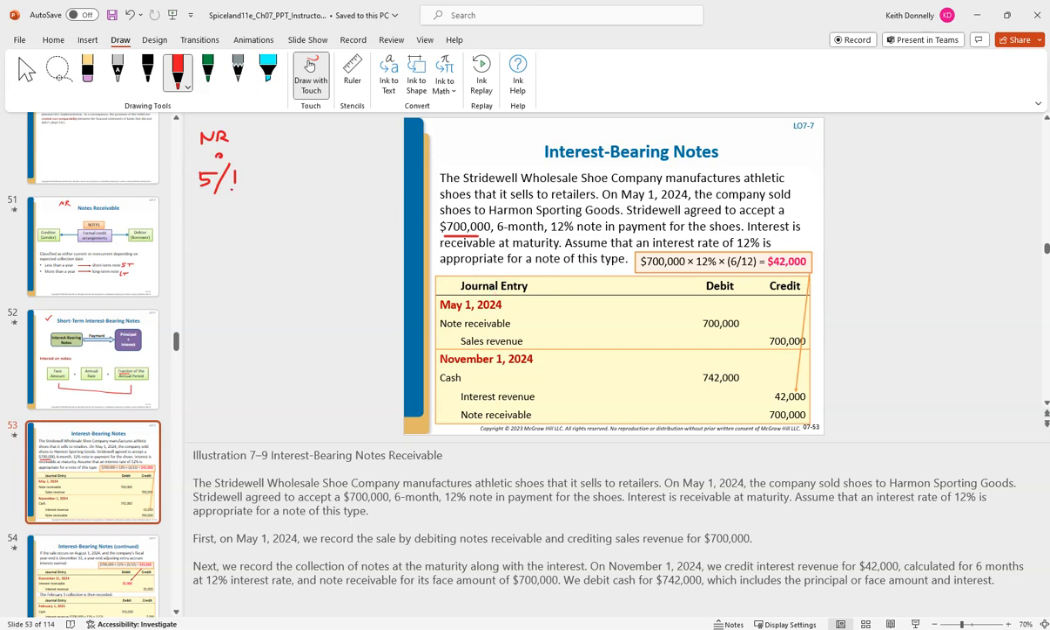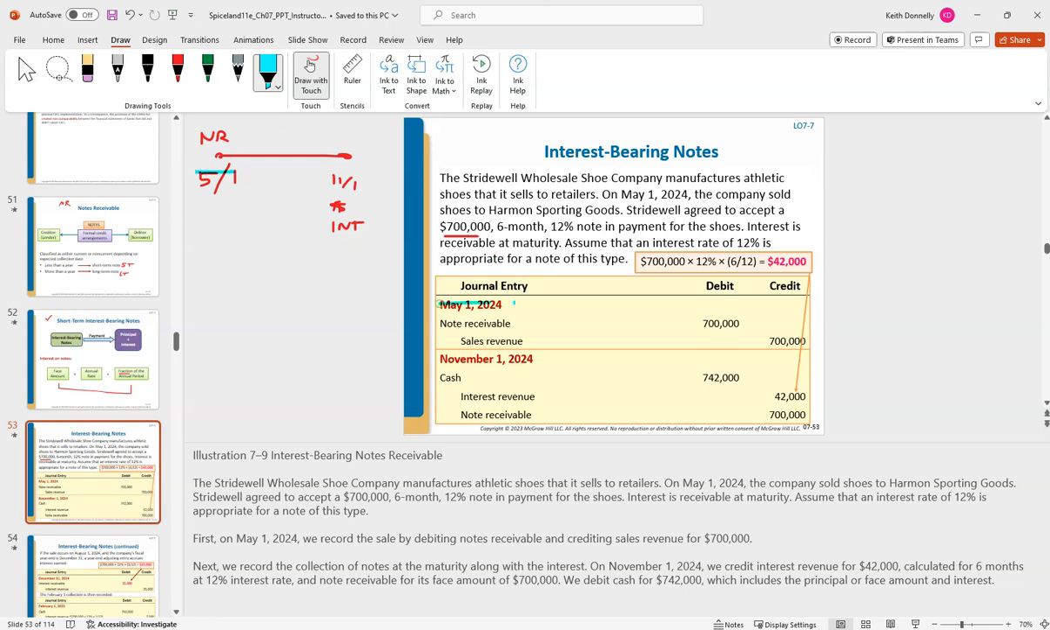Essentially what they're saying is, please pay us in 6 months, and when you do, pay us not only the 700, but also pay the interest on top of that. So here we are on 11/1. We want our money, and we want the interest on that. How do we do the journal entries here?